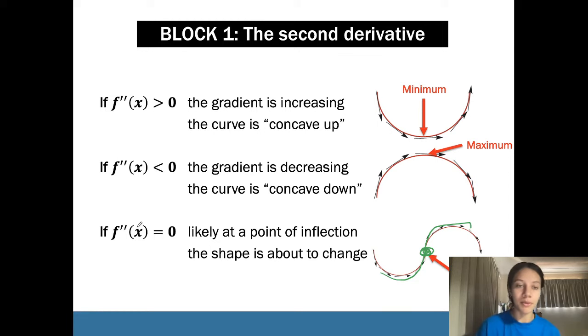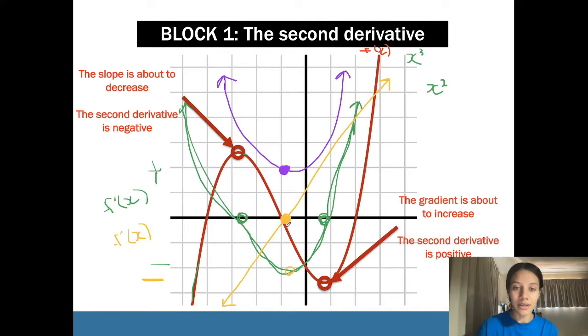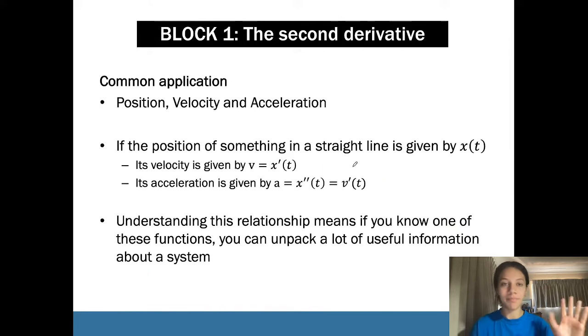Also make sure you don't get confused: if the second derivative is equal to 0, that doesn't mean f'(x) will be at a point of inflection. If your second derivative is equal to 0, that means the original graph is at a point of inflection. So you can see here this is your point of inflection on the red graph, but it's not the point of inflection on the green graph. So make sure you keep those things separate in your mind.